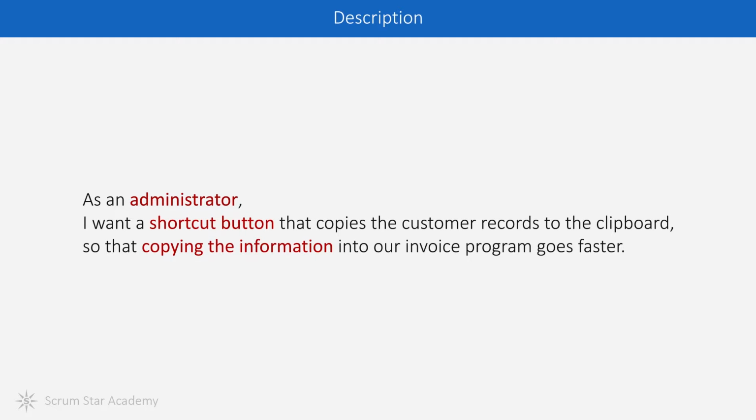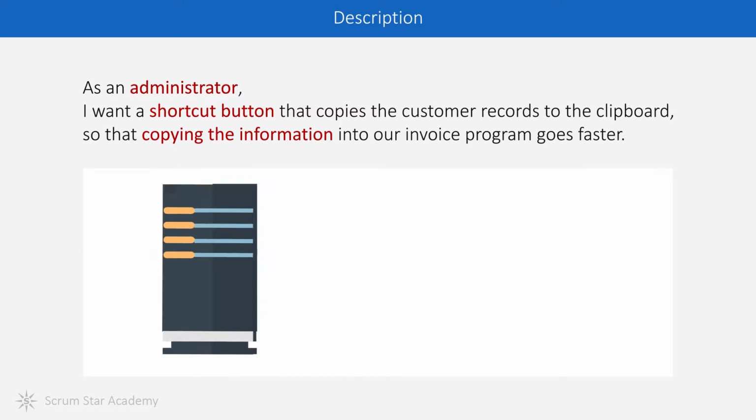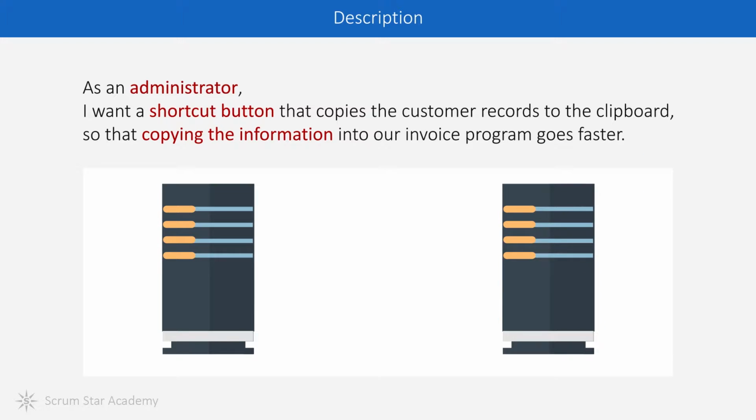Let's take a look at this hypothetical backlog item. As an administrator, I want a shortcut button that copies the customer records to the clipboard so that copying the information into our invoice program goes faster. In this scenario, we have two separate databases of customers, and the administrator needs to manually copy the customer information from one program to another. The best solution the administrator can think of is to copy and paste using the clipboard. He doesn't realize that there might be a better way to do it.